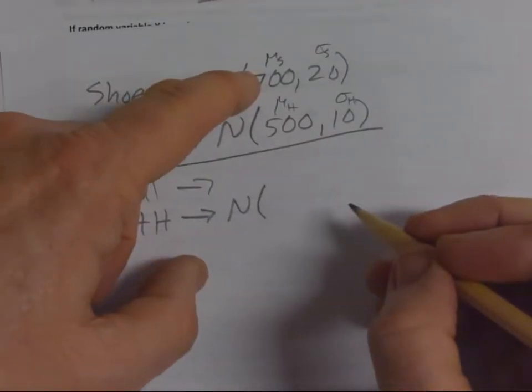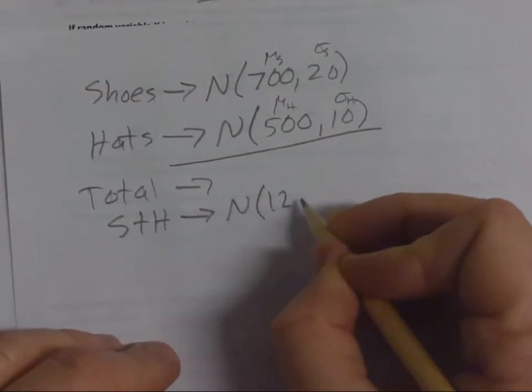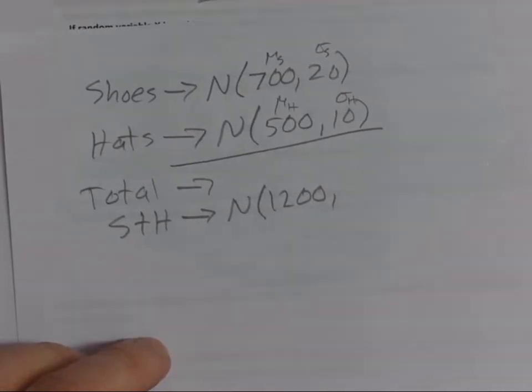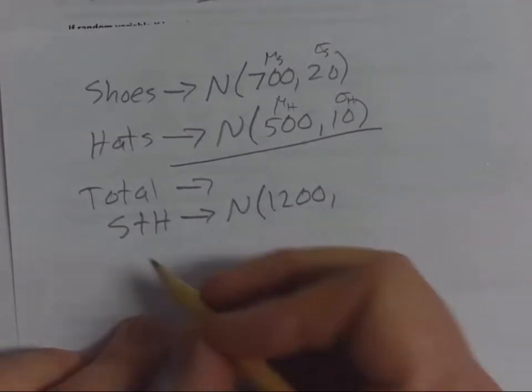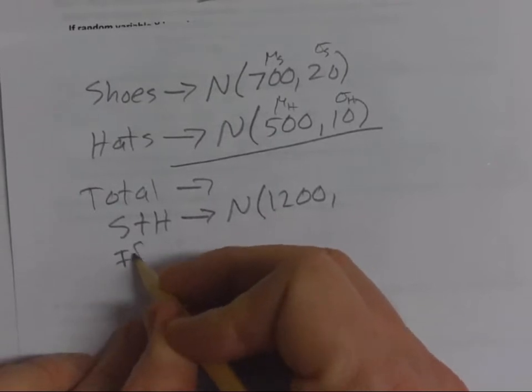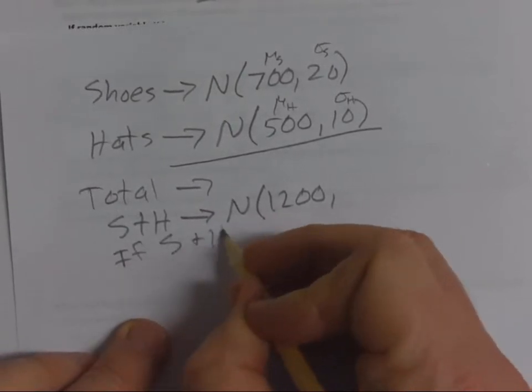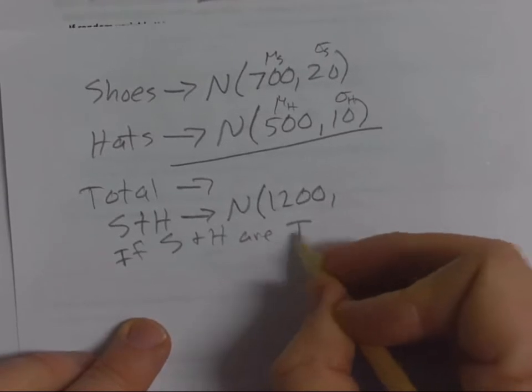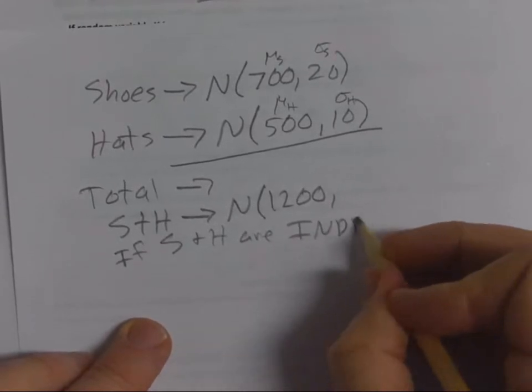Our mean is what you would expect it to be, which is you just add the means. But here's the thing that's new. We have to have a stipulation here to do this: S and H must be independent. So we have to be given that they're independent.